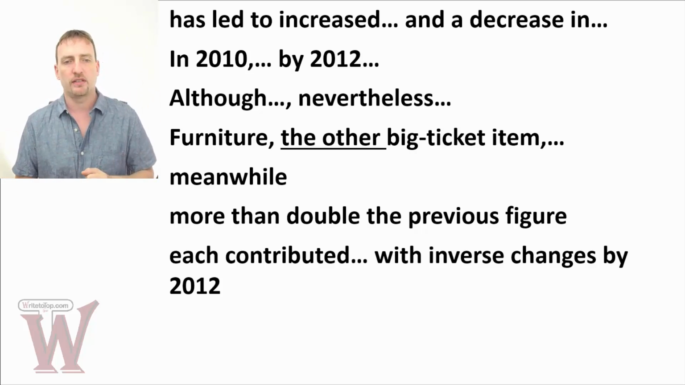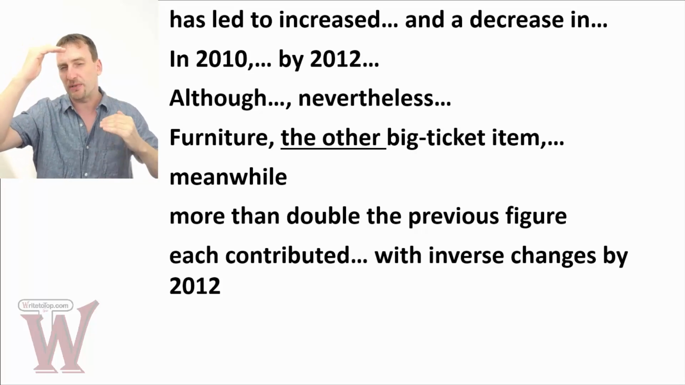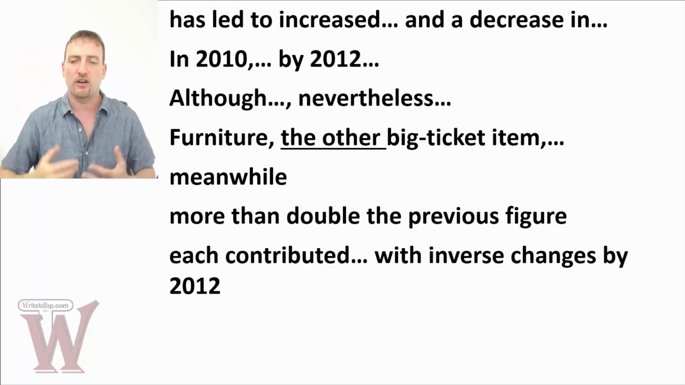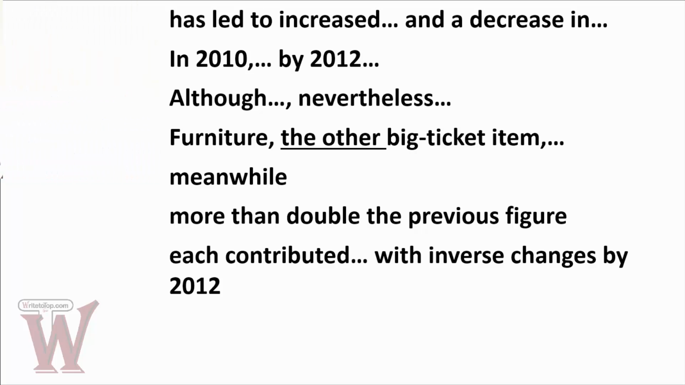Meanwhile, showing contrast, more than double the previous figure. The IELTS graders love to see this word, double, triple, half. Okay, make sure you use them, twice as many. Each contributed something with inverse changes. Inverse, when something is going up and something is going down, they're going in separate directions but at an equal rate. That's called an inversion or inverse movement. It's a good word to use if you can remember how to use it.